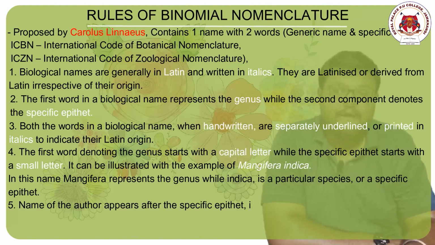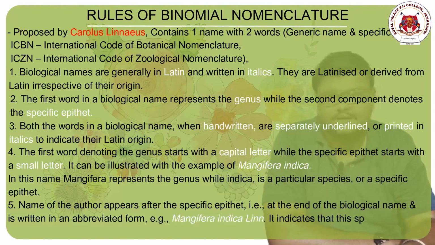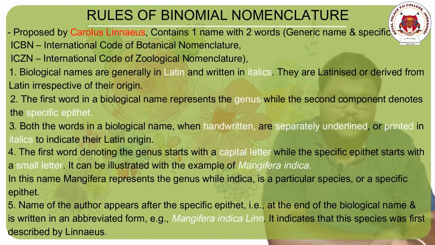Rule number 5. The name of the author, the scientist, the discoverer, should be added at the end of the specific epithet. Let us take the same example of mango as Mangifera indica Linn, wherein Mangifera signifies the genus name, indica signifies the specific epithet, and Linn indicates Carolus Linnaeus, who actually proposed it, who is the author of it, and who did the work related to this. It denotes that the species was first described by this particular scientist.